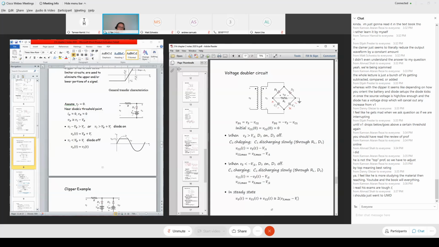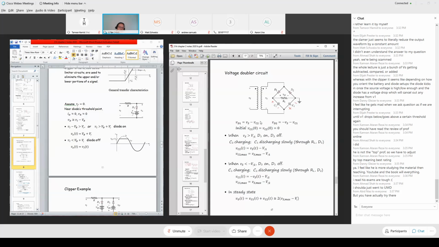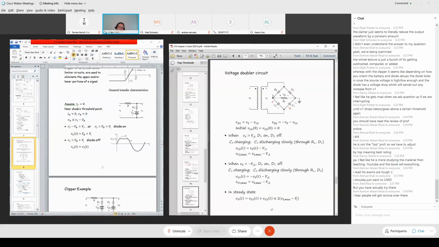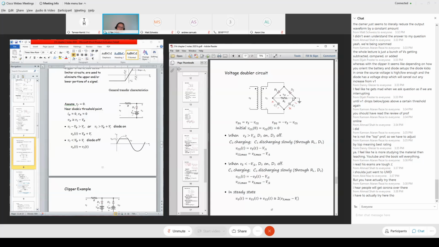So when the input voltage is greater than V gamma 1, because the initial capacitor voltage is 0, diode 1 is on. When diode 1 is forward biased, of course, diode 2 is reverse biased and off. When diode 1 is on, what's the current path? The current path is this loop: diode 1 goes here, charging capacitor 2.